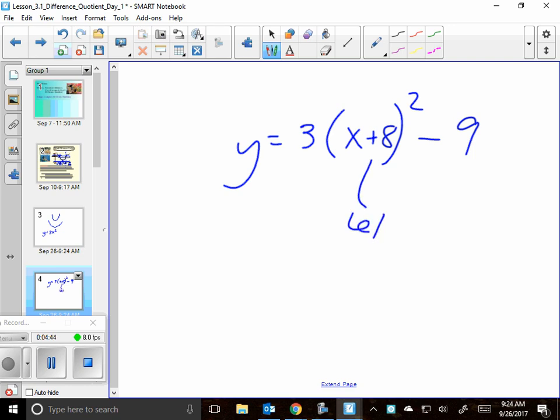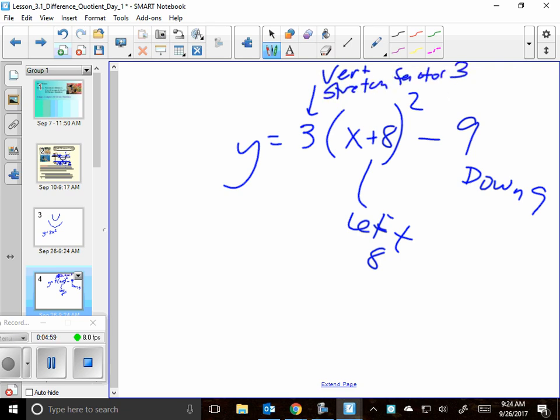Yep, left 8. Down 9. And this part right here, vertical stretch, factor 3. Okay. Next thing. If I give you another one, I'll leave that up for a second in case you're copying it down.